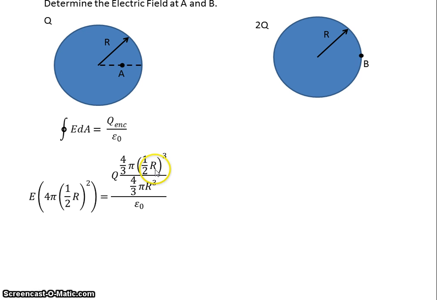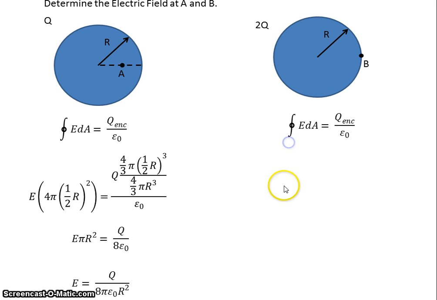So 4/3 pi (1/2 r) cubed over 4/3 pi r cubed. That simplifies. The 4/3 pi cancels, the r cubes cancel, and you just have 1/2 cubed. And that simplifies to Q over 8 epsilon naught. Likewise, on the left-hand side, the 4 cancels with the 1/4, and we have pi r squared. And then finally, we get Q over 8 pi epsilon naught r squared.